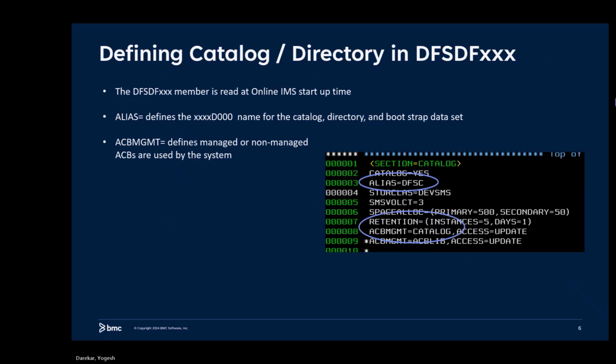And as I mentioned before, you can use the DFSDF member to define multiple IMSs using the alias keyword. The default for this is DFSC, but you can use any 4 character string to define your alias. And then the other main field in this proc is the ACB management field, and you can have either ACBLIB in there, or you can have CATALOG in there, and that lets the IMS know whether to use managed ACBs or not. Next slide, please.